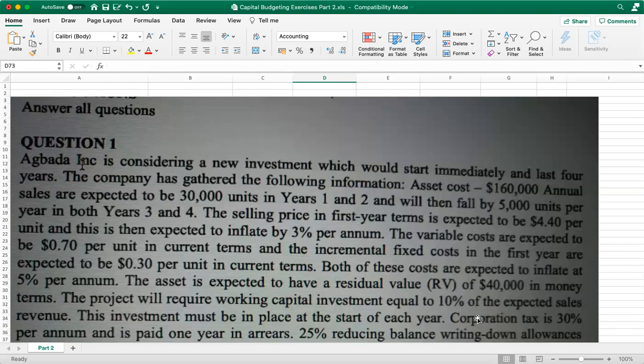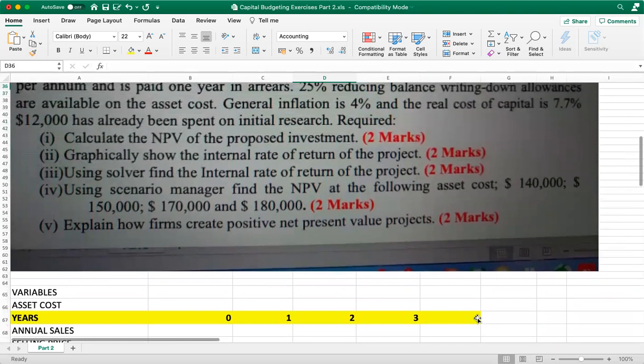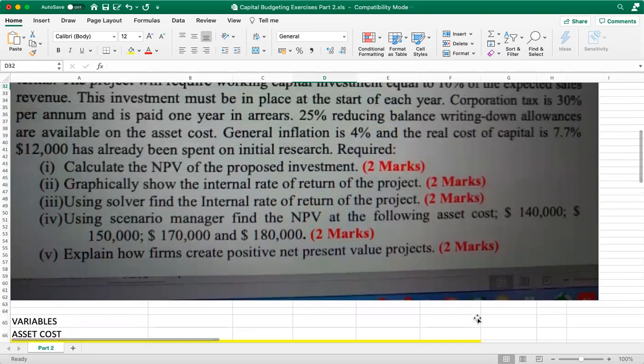25% reducing balance writing down allowances. This is depreciation on the asset available on the asset cost. General inflation is 4%, and the real cost of capital is 7.7%. 12,000 has already been spent on initial research. Required, 1, calculate the NPV of the proposed investment.